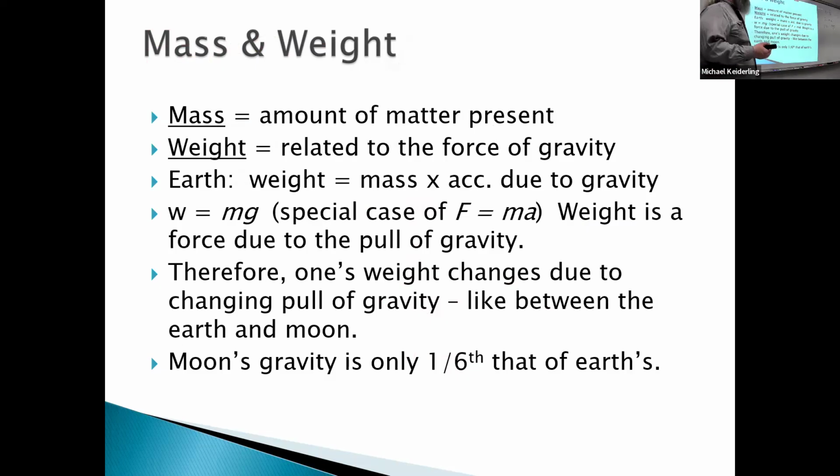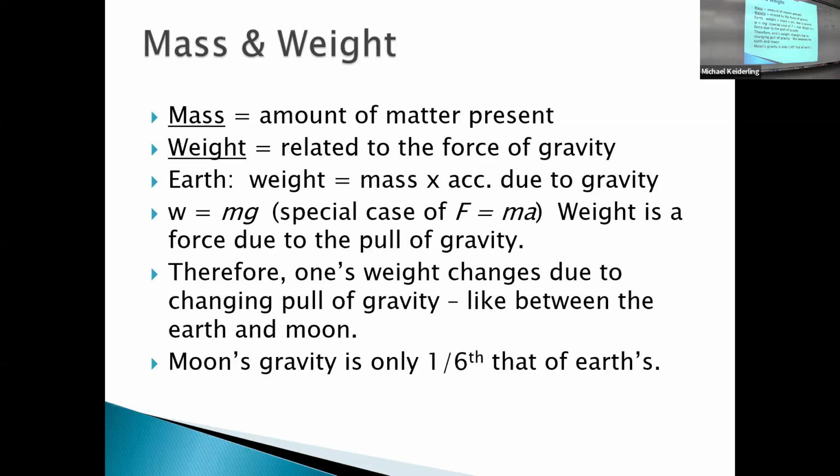So let's talk about the difference between mass and weight. Mass is the amount of matter present. Your mass does not change unless you gain or lose material. Weight is related to the amount of force from gravity. Your weight changes depending on how strong gravity is. So if you went to somewhere where gravity was less, your weight would be less.